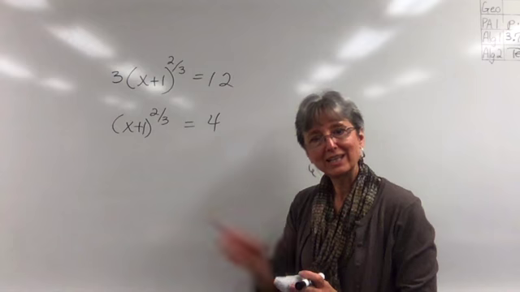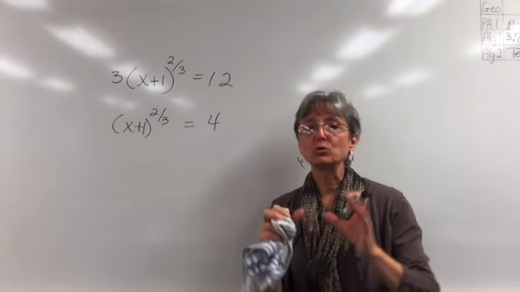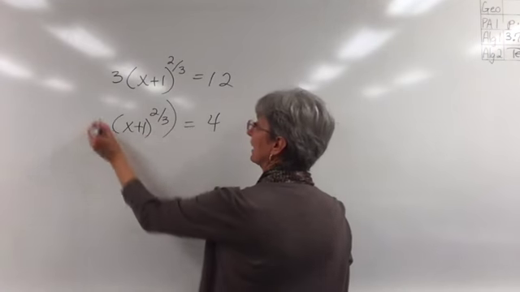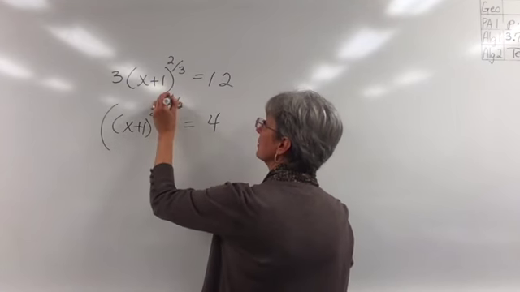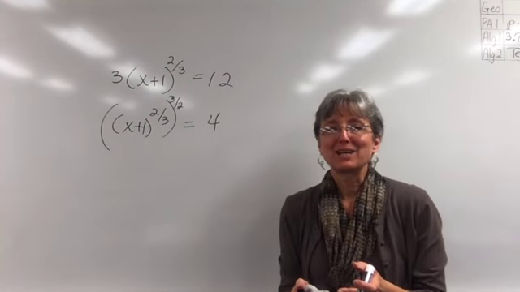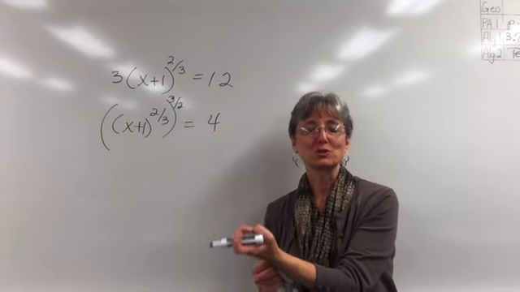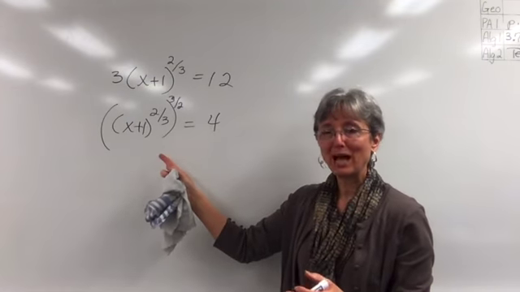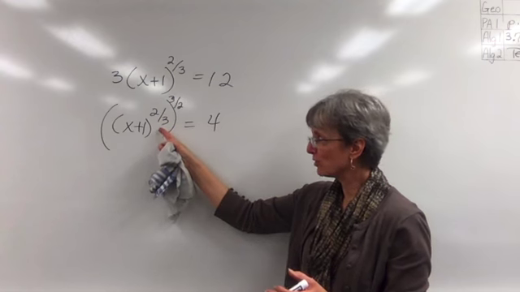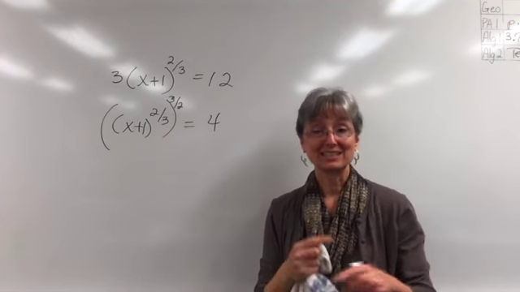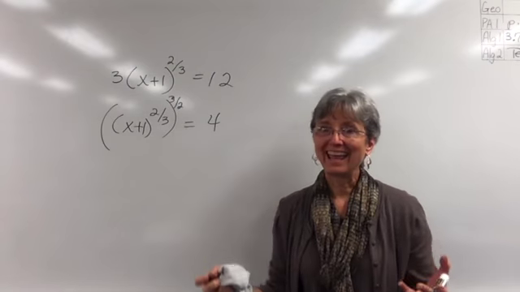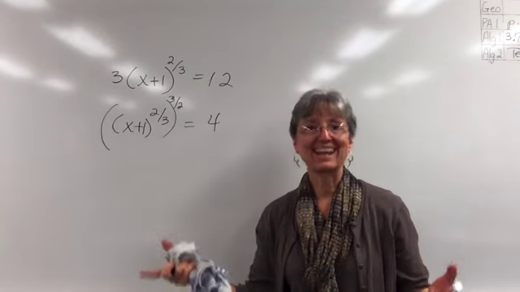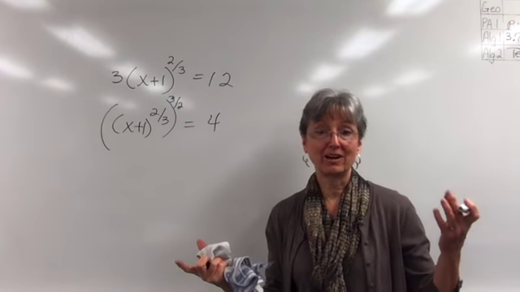Now the way to get rid of this 2/3 is to get it to 1. And the way we get it to 1 is by multiplying it by its inverse. Multiply it by 3 over 2. Same thing with how we get rid of a fraction when it's a coefficient. We multiply by its inverse. Same thing with the power. We have this exponent of 2/3, multiply that by its inverse, 3 over 2, and this will become 6 over 6, or 1, and we will have gotten rid of our exponent.